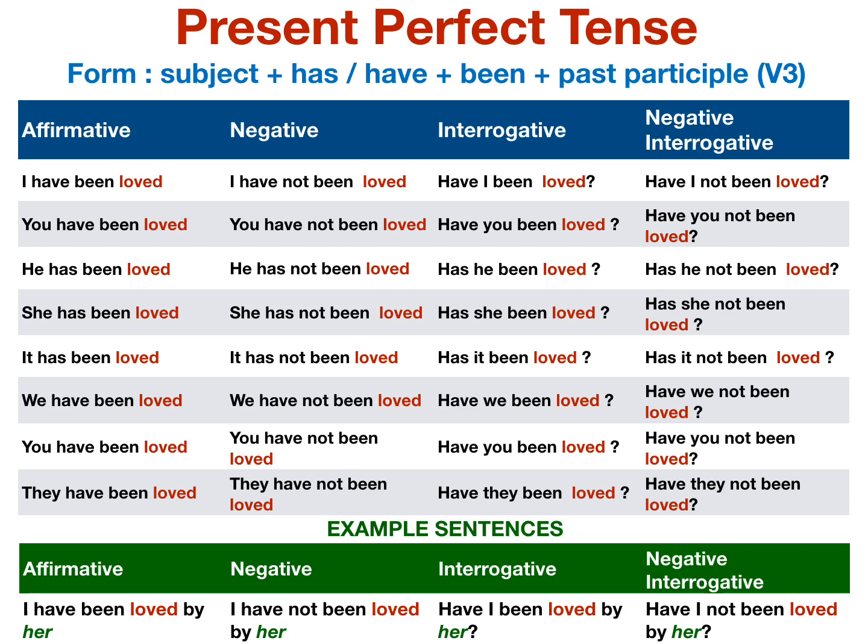Example sentences. I have been loved by her. I have not been loved by her. Have I been loved by her? Have I not been loved by her?